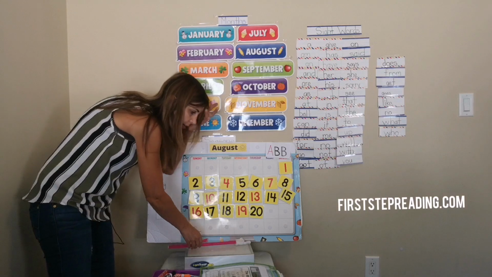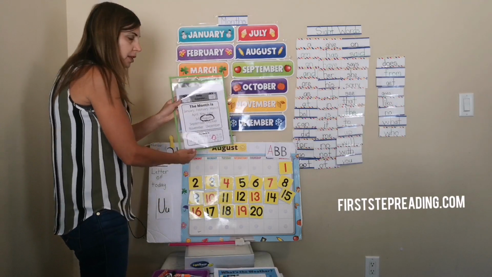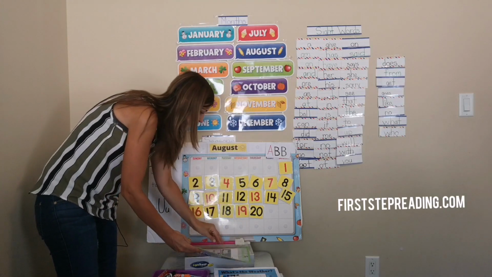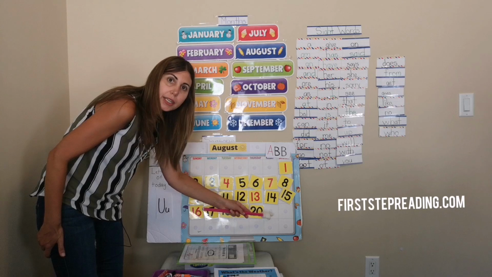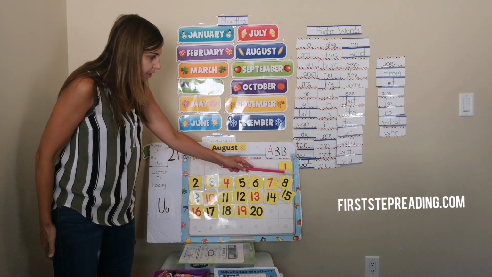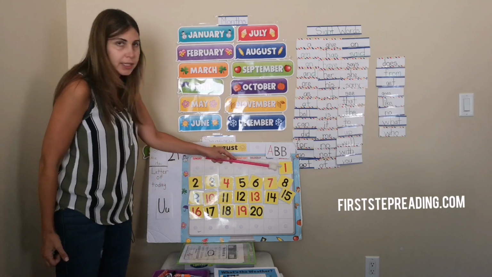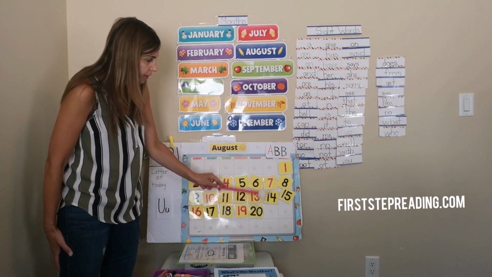So if you have your daily calendar, you can take it out now, and we're going to do the months and the dates together. So we have to figure out what date it is for this video. And in order to figure out the date, we have to count. So let's count together. You want to know what number comes after 20.